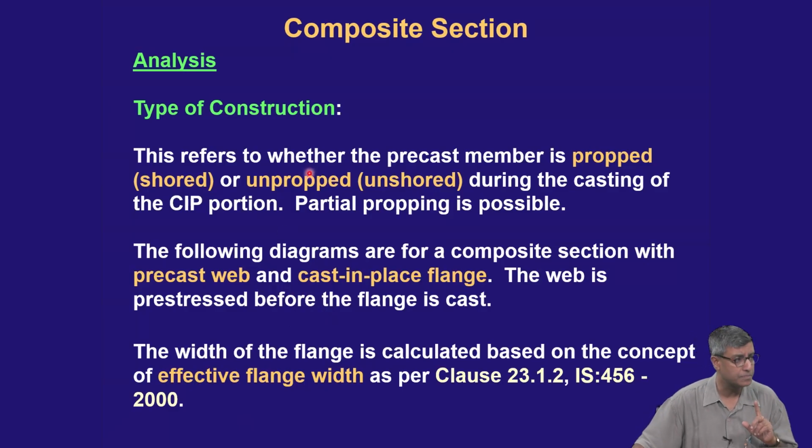If it is unpropped, then the precast portion is carrying the weight of the cast in place concrete. Whereas if it is propped, then we are helping the precast to carry the weight of the green concrete. The precast itself is not carrying. Once the top concrete hardens, we remove the props in a certain way so that it gains the composite action, and hence the weight of the cast in place concrete is carried as a composite section, not just as a precast section.